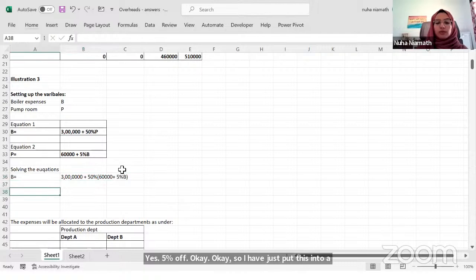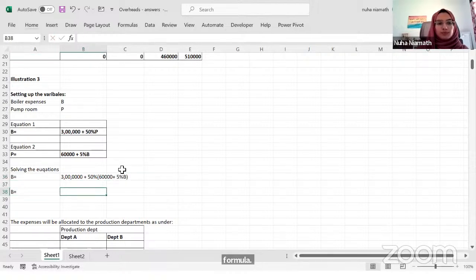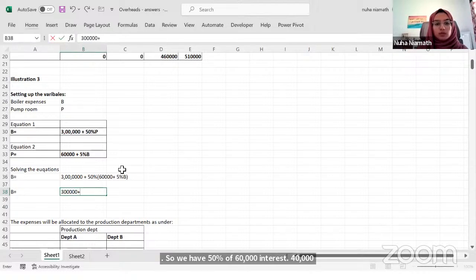Now let's solve it. So we have 50% of 60,000, which is 30,000, plus 30,000 plus 50% into 5%, 50 into 5%, which will be 2.5% of P.